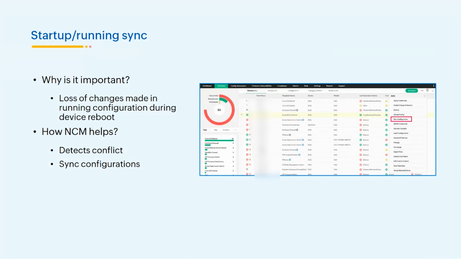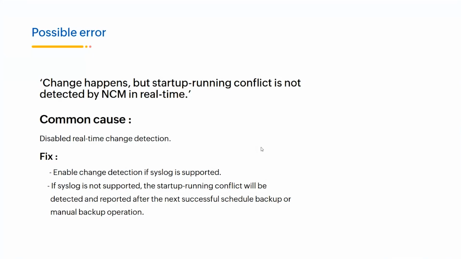Now let's talk about the potential errors that might occur during this process. One possible issue is that a change occurs, but the startup-running conflict is not detected by NCM in real time. A common cause for this could be that real-time change detection is disabled. To fix this, enable change detection for the device, if syslog is supported for it.